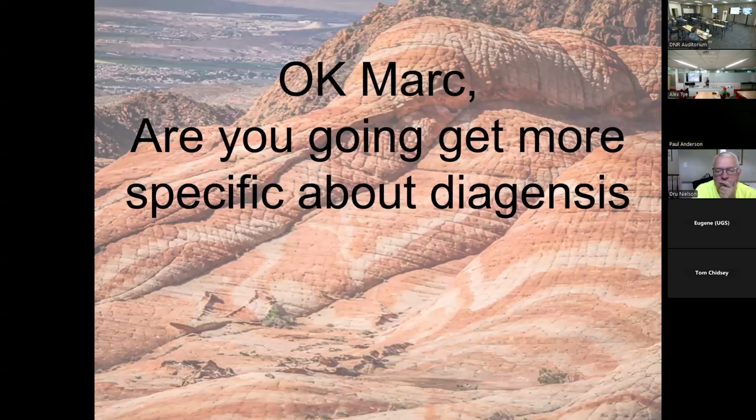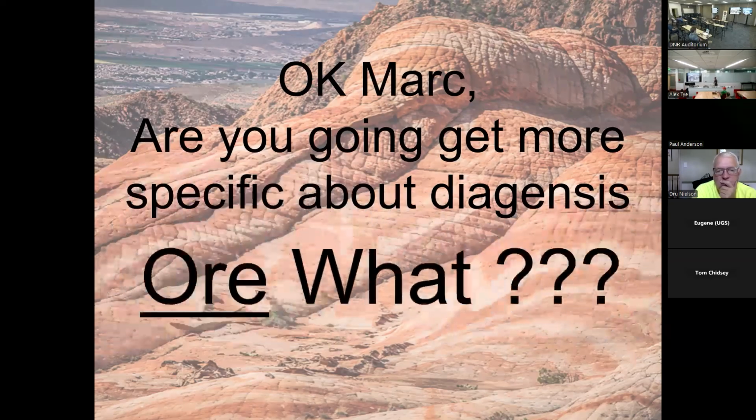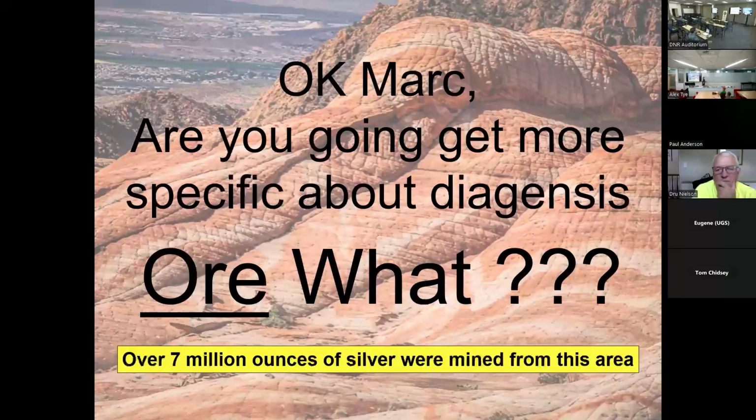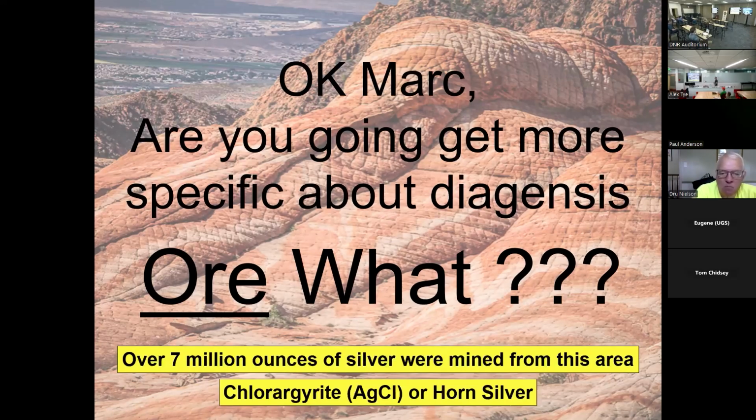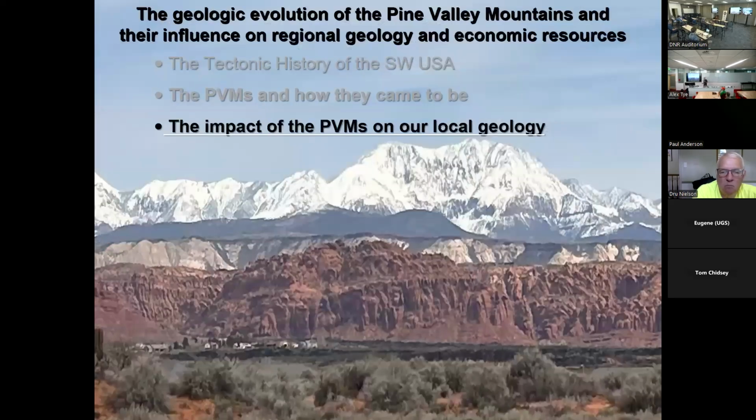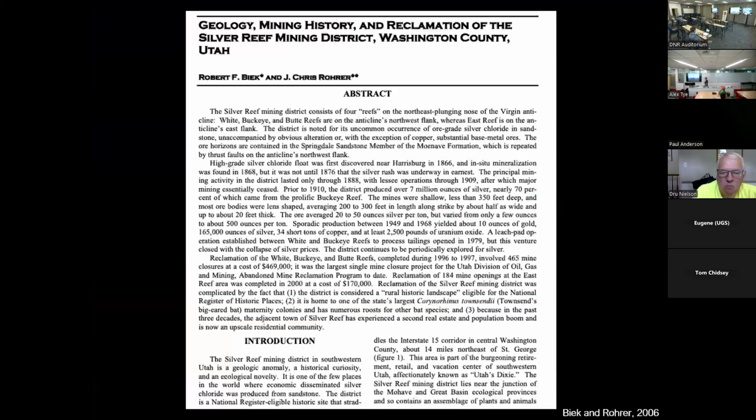I guess you're probably saying, okay, Mark, are you going to get into specifics of diagenesis or what? Well, over 7 million ounces of silver was mined from Silver Reef, right outside of Leith. And that's chlorargyrite, silver chloride, or they call it horn silver. So it's important to talk about diagenesis, what happened out there to the host rock to make it receptive to that. So we're going to talk about the impact of the PVMs.